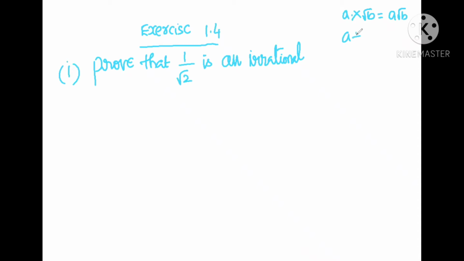If you add one rational number with an irrational number, again you will get an irrational number only. By multiplying or by adding or by subtracting also, you will get an irrational number only. By dividing also, a by root b, this is rational and this is irrational. If you divide a rational number with an irrational, again you will get irrational only. By multiplying rational with irrational, you will get irrational.